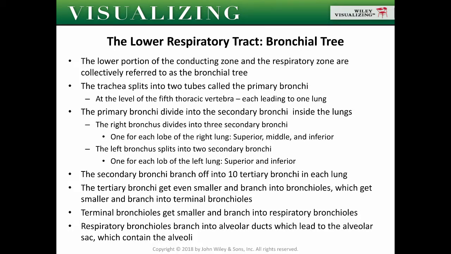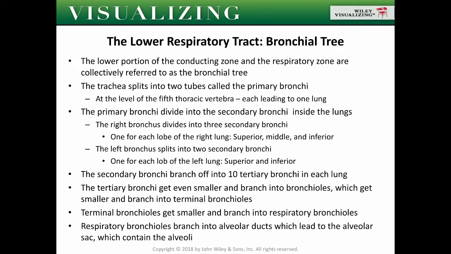The primary bronchi divide into the secondary bronchi inside the lung. The right bronchus divides into three secondary bronchi, one for each lobe of the right lung. The right lung is larger than the left lung because the left lung only divides into two secondary bronchi and has two lobes. Why is the left lung smaller than the right lung? Because you have the heart on the left side.